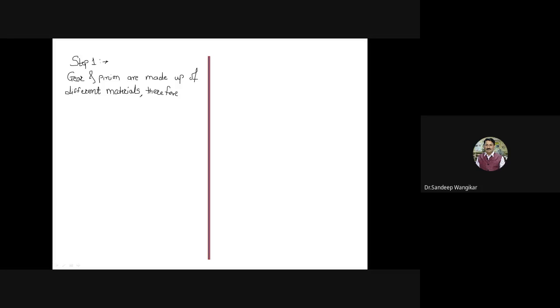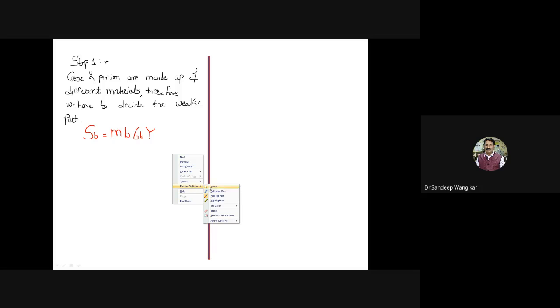Therefore, we have to decide the weaker part. Now, how we will decide the weaker part? It is depending upon the product of sigma b into Y. Still, for your understanding, I will write down SB is equal to m b sigma b Y.